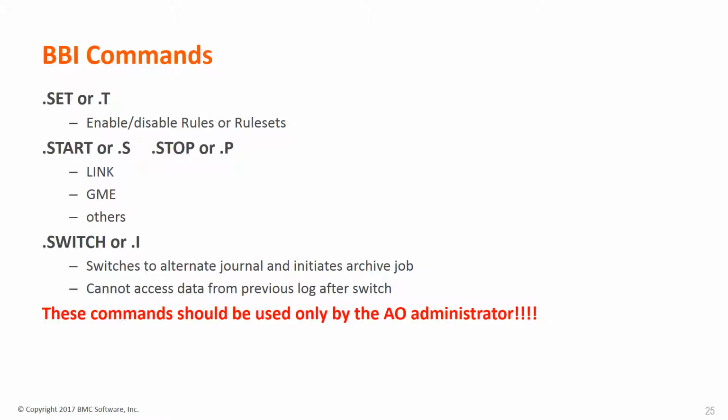There's a .t command that allows you to enable and disable rules and rule sets, a .s or a .p command to start links. There's a .i command that allows you to force the switch of a journal, and it initiates the archive of the previous journal. Now note that these commands here should really only be used by the AO administrator. They're not intended for the user.